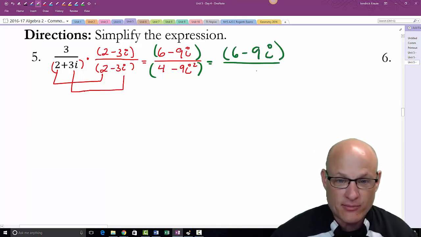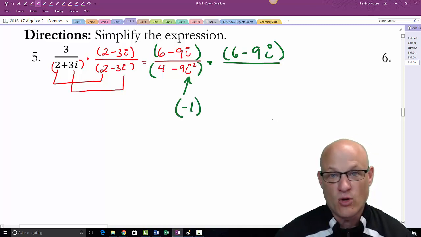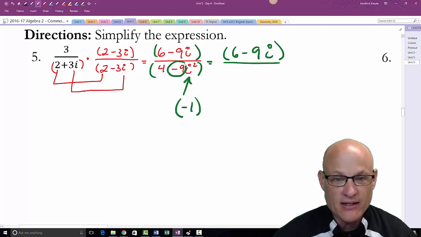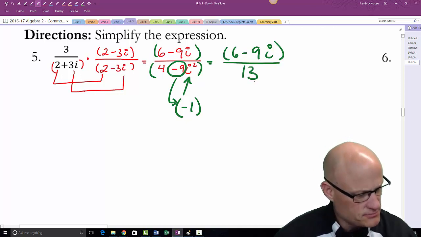Now, the denominator's got some issues. We've got this i squared. I know i squared is really just negative 1. So I got negative 9 times negative 1. That's really plus 9. So 4 plus 9 would be 13.